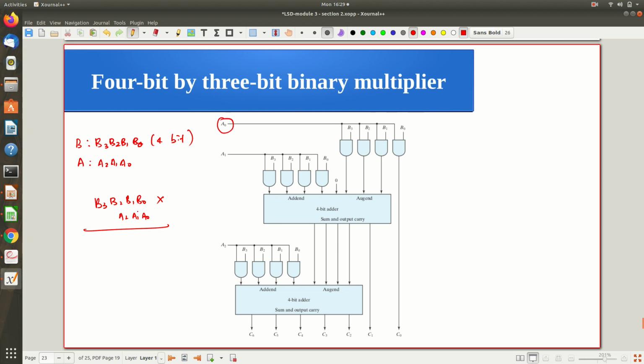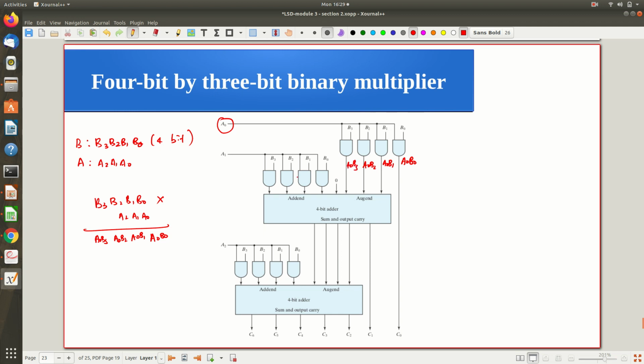This A0 is taken. First you have to multiply this A0 with each bit, see, A0 is coming everywhere. So from here you will get A0, B0. This is the first term, A0, B0. Then A0 is multiplied with B1, so here you will get A0, B1 or B1, A0. Anyway, you can do this because AND is also commutative, right? Then the same A0 with B2, you will get the next bit of the first partial product, that is A0, B2, and finally A0, B3. So like that you will get the first partial product.